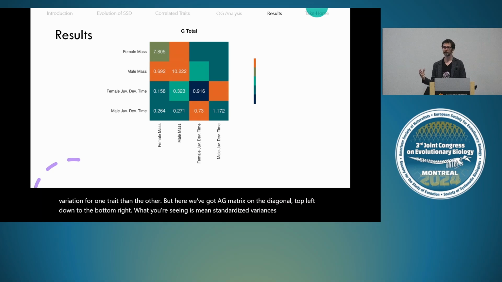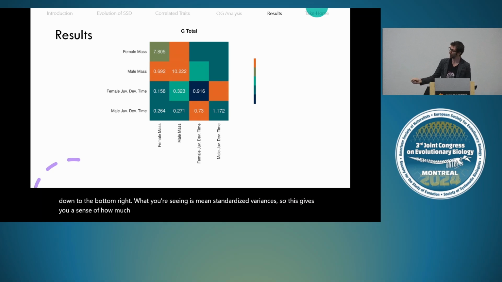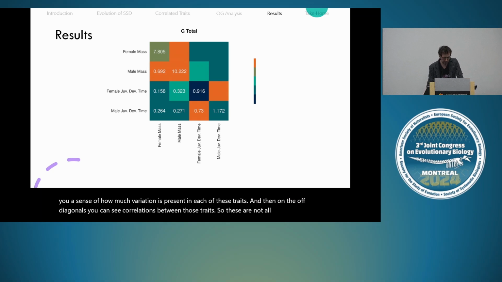So this gives you a sense of how much variation is present in each of these traits. And then on the off diagonals, you can see correlations between those traits. So these are not all the same things. You can see in orange or brighter colors are stronger correlations or higher variances. Darker colors are lower. So you can see there's much, much more variation in mass, like we said. And we also see some strong cross-sex correlations. You might see those there, male and female mass and male and female juvenile development time.